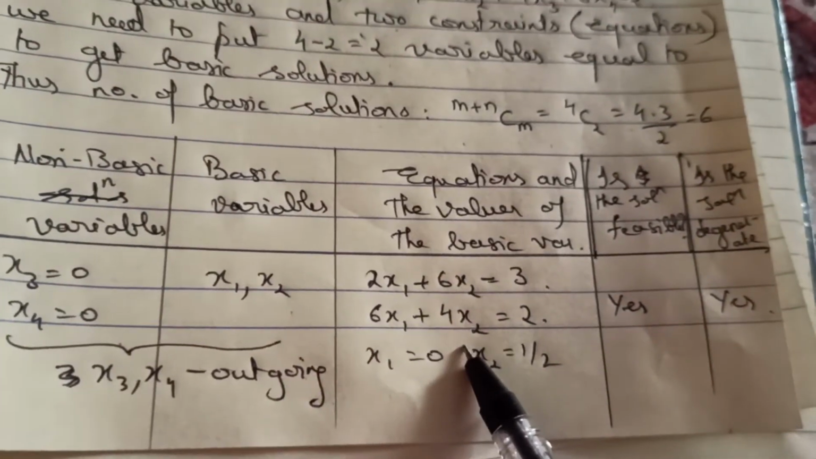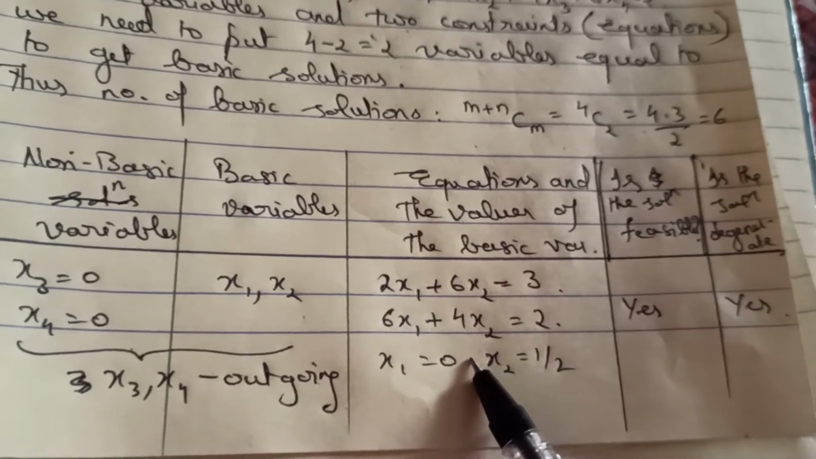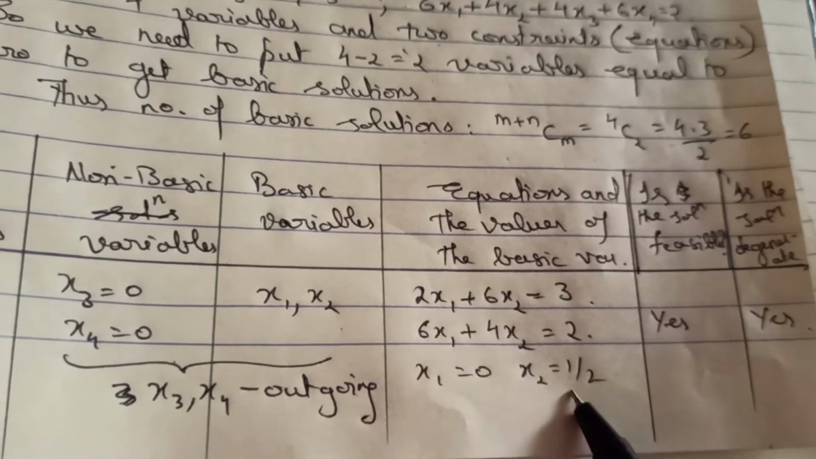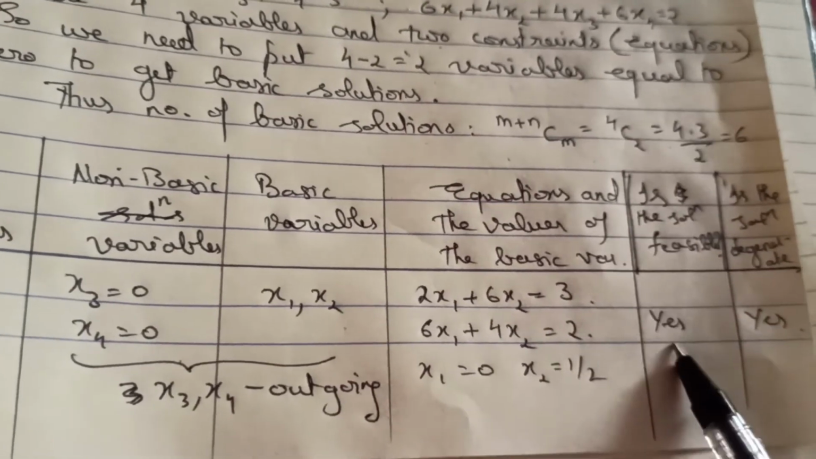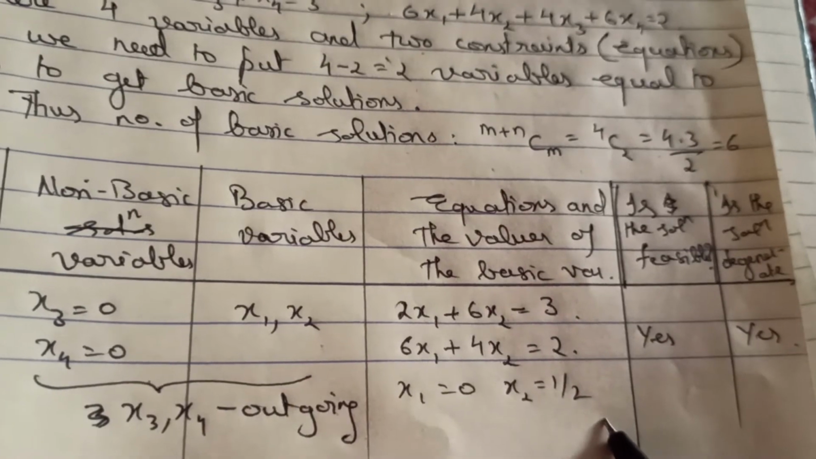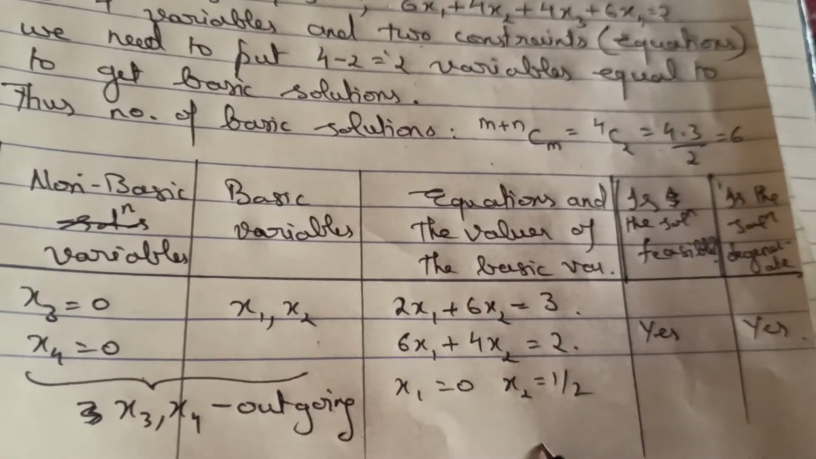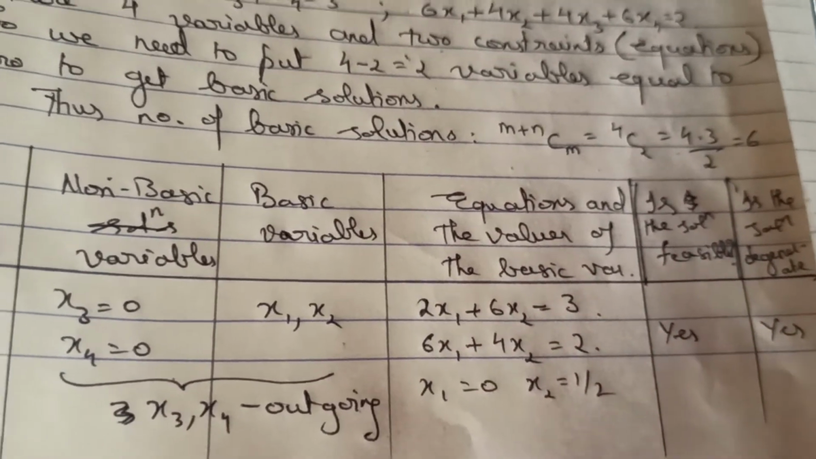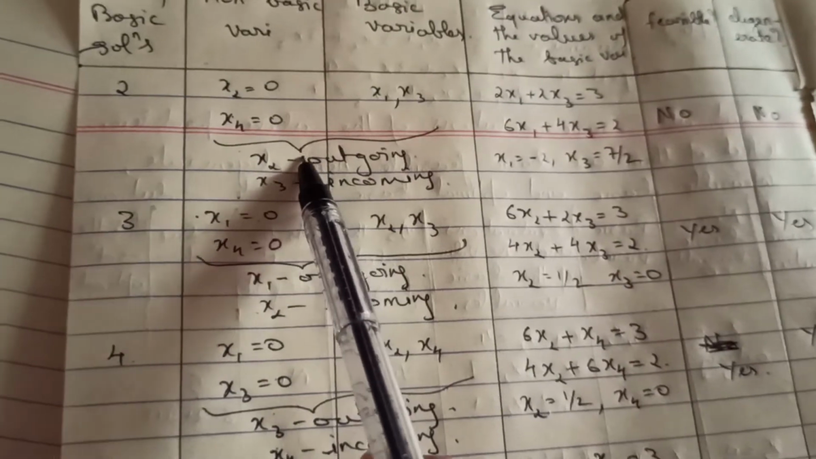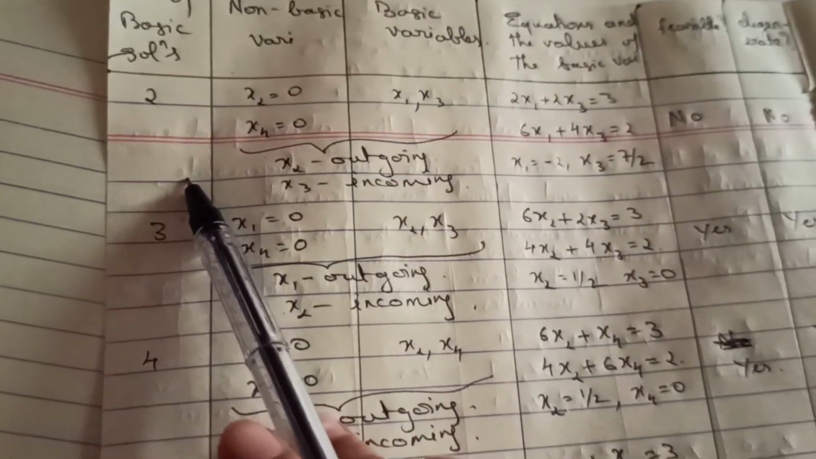Now we can easily see whether this is feasible or not. What is the condition for feasibility? Non-negativity. So both are non-negative. It is feasible. Is it degenerate or not? What is the condition for degenerate? At least one should be 0. So 1 is 0, so it is degenerate also, right? Similarly, we will solve all the other solutions, all other 5 solutions, sorry.